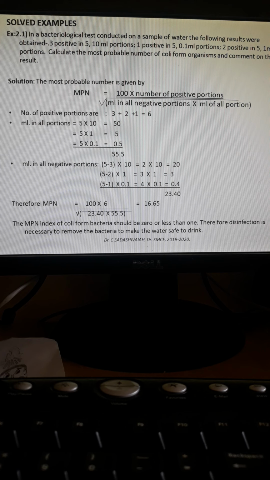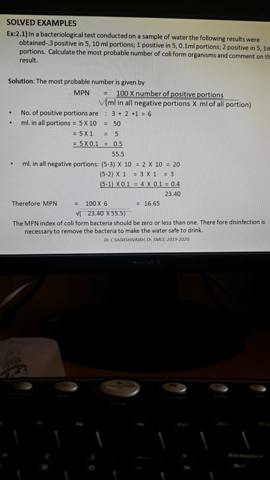As given in the problem, 3 positive in 5 10 ml portions, therefore 3. In the second set, where 1 ml sample was poured, there are 2 positive in 5 1 ml portions, therefore plus 2. And in the third set where 0.1 ml sample was taken, only 1 was positive, therefore plus 1. So the total number of positive portions will become 3 plus 2 plus 1, which is equal to 6.